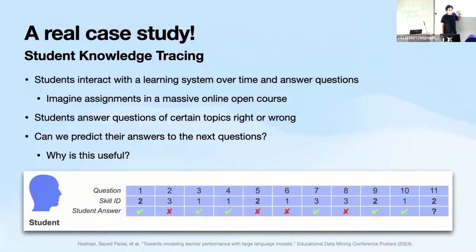So do you agree with me that it's a time series? These are a set of questions, a kind of time series, and answers right or wrong. And then we want to see if we can predict their answers to the next questions or not. Why is this useful? In a real-world system, it is useful because you can know which questions they are more likely to answer wrong, so that if you want to train the students, you can show those questions to them so that they can learn from them. Because the idea is that you design adaptive quizzes that people can learn from.